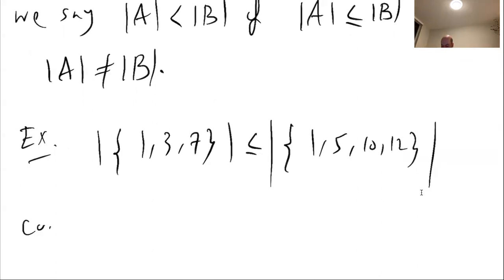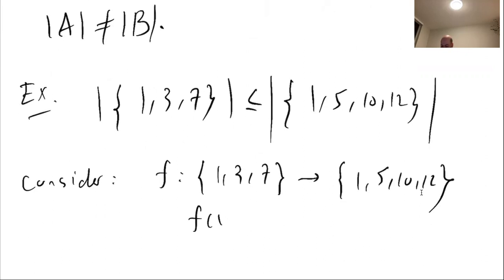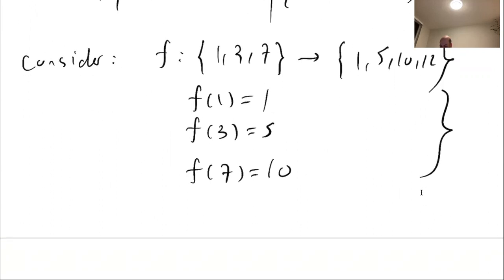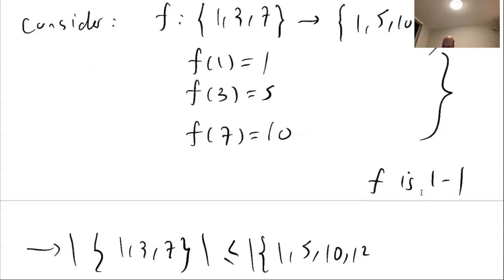So what is the one-to-one function from A to B here? Consider f from {1, 3, 7} to {1, 5, 10, 12}. So f of 1, let me define as 1, f of 3 as 5, and f of 7 as 12. Or f of 7, let's say, as 10. So then this f is one-to-one, and that means the cardinality of {1, 3, 7} is less than or equal to the cardinality of {1, 5, 10, 12}.